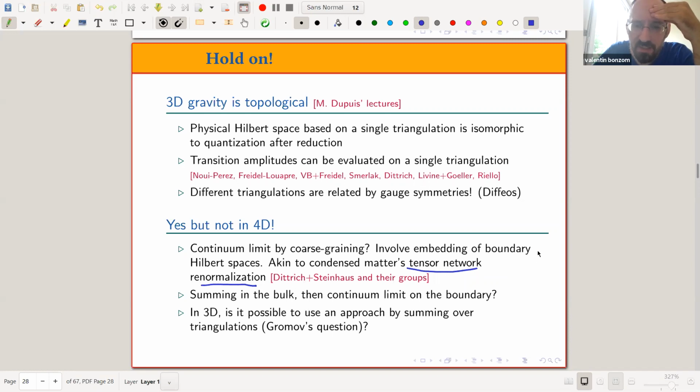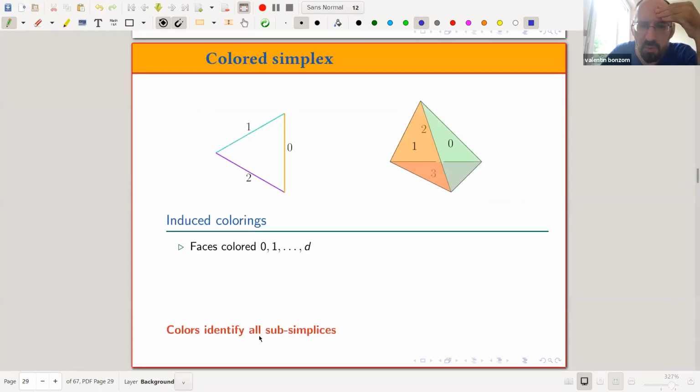Because the 4D case doesn't work like in 3D, it's also a good question to ask whether in 3D you can, instead of considering it directly as a topological theory where you can work on a single triangulation, say, let me try to use an approach by summing over triangulations. That's related to Gromov's question. I will probably mention that later.